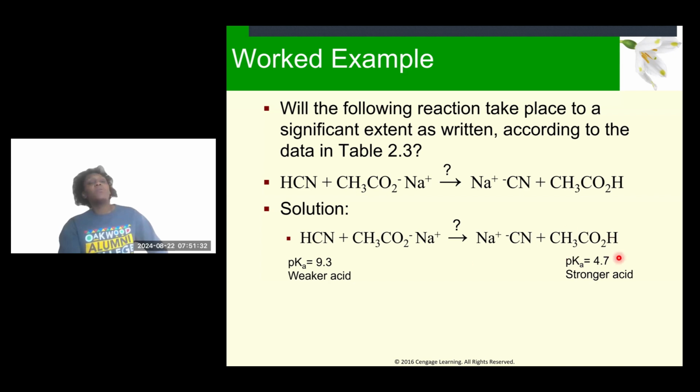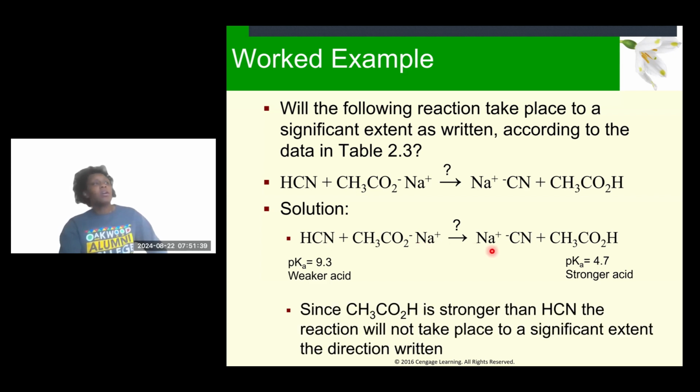And since this is more willing to give up its protons than this one, the reaction is not going to be significant based on how it's written, because the reaction is going to want to push this way, because this does not want to give up its hydrogen. And since this does not want to give up its hydrogen as readily as this, the reaction will not go this way, because for it to go this way, this one has to give up its hydrogen to create this product.